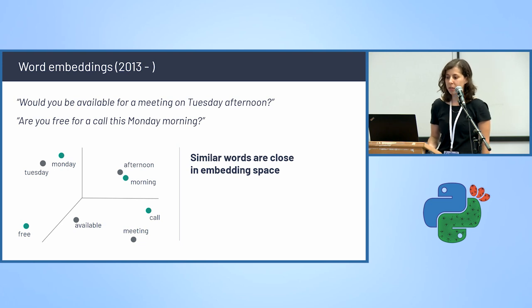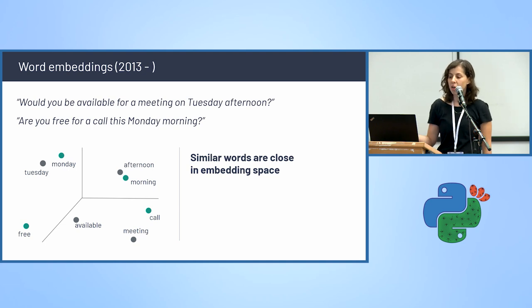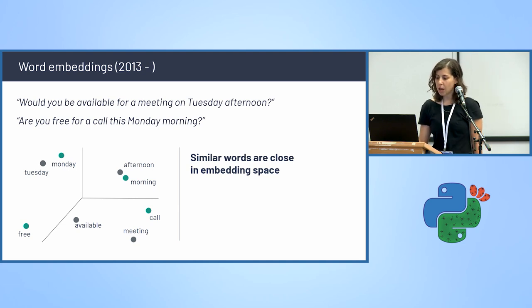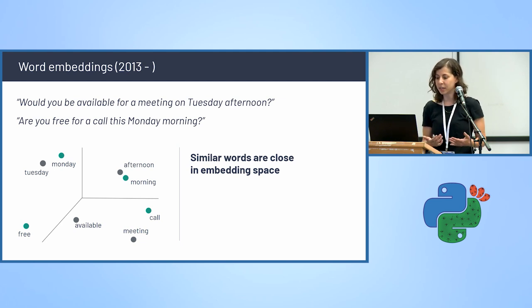So what does this look like, right? What does the model see? Would you be available for a meeting on Tuesday afternoon? Are you free for a call this Monday morning? In embedding space, you see that similar words are close to each other. In this case, the words free and available aren't close because free has other meanings, right? Free is also available, but free also in the sense of doesn't cost anything.